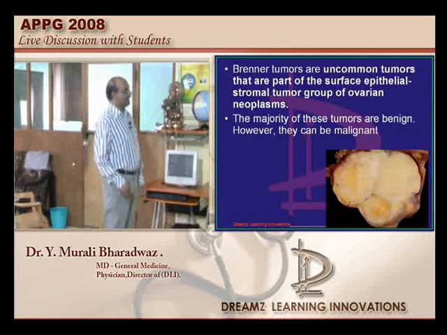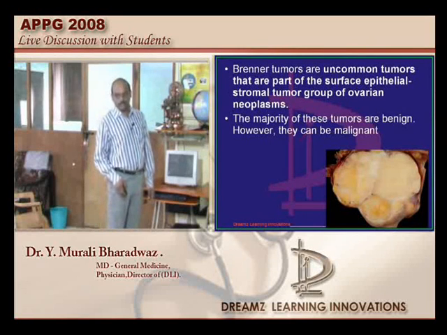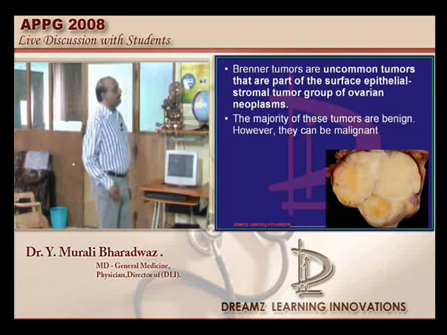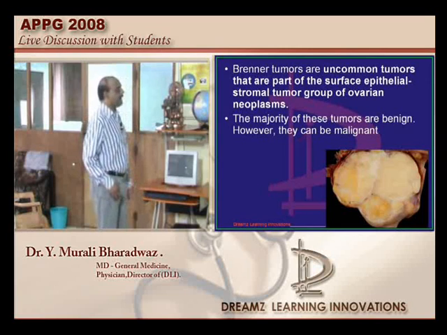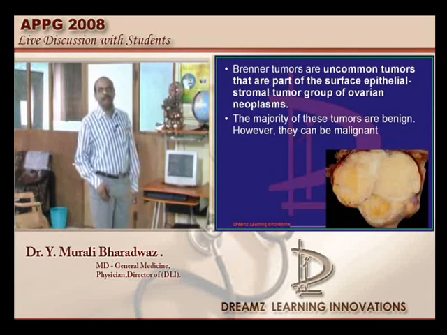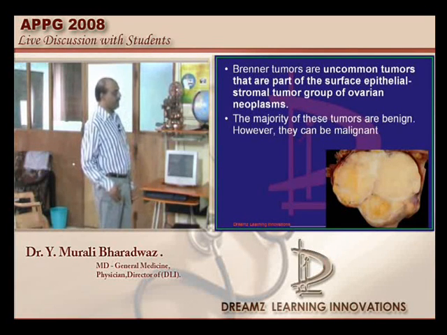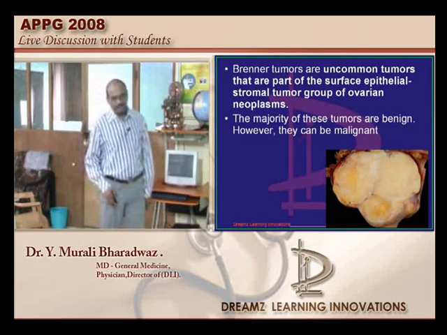But not the Brenner's. Now what is Brenner's tumor? Let us talk about it. Brenner is that uncommon tumor that is a part of the epithelial stromal group of the ovarian neoplasms is what needs to be basically remembered.